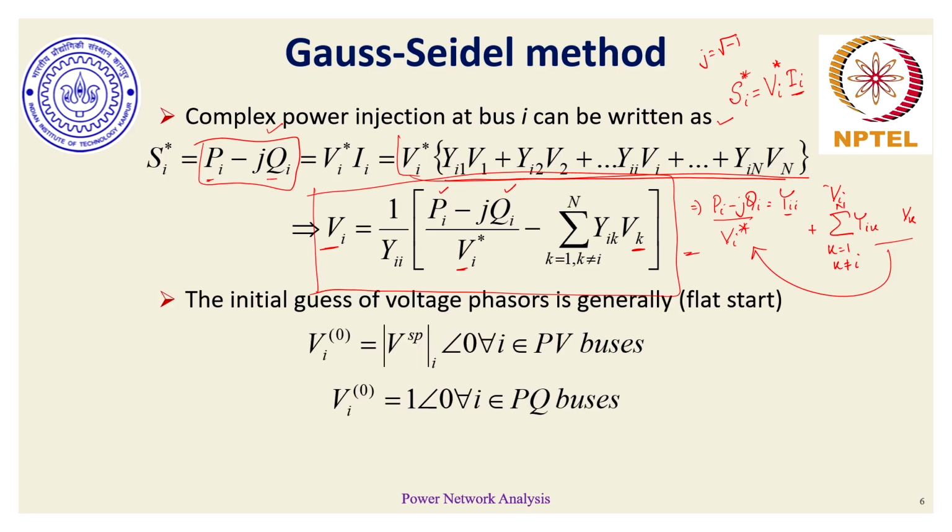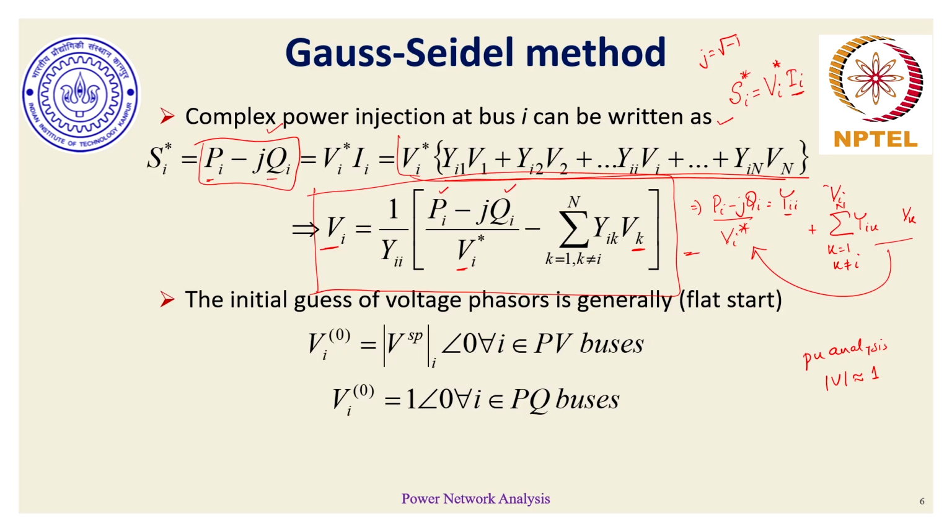And before that, I have to find the initial choice or guess of all voltage phasors. So usually we choose the bus voltage to be a voltage which is practically realizable or practically observable. In the per unit system, the way we choose our base voltages and base power, it is expected that the voltage magnitude of a bus will typically be close to 1, because that's how the base kV has been chosen.